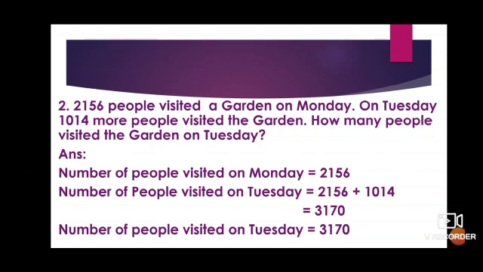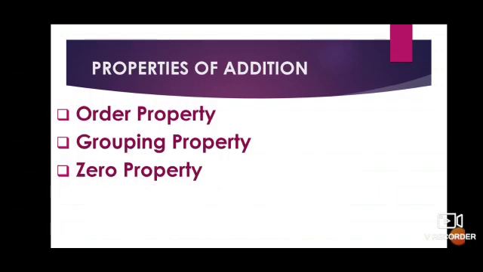So shall we move on to our next topic, children? Our next topic is properties of addition. We have three properties of addition. The first one is order property. Second, grouping property. And third, zero property. Let's one by one see what these properties are.